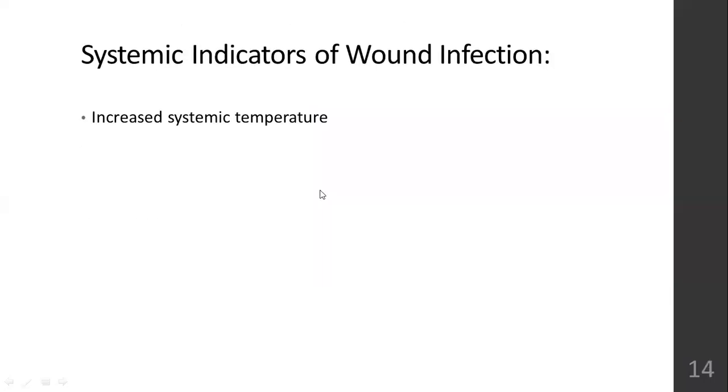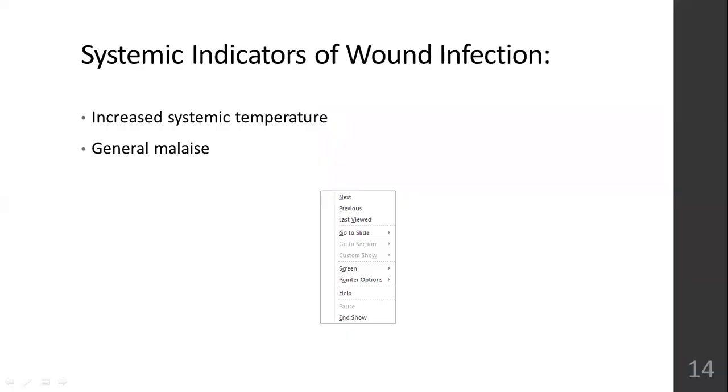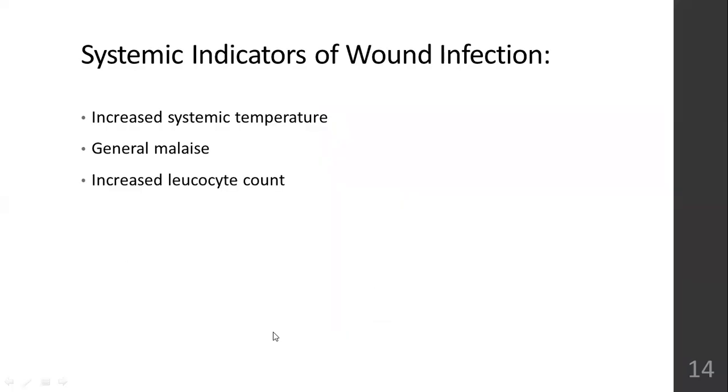So at a systemic level, at an overall level, what difference will you see in the patient? The patient's temperature will increase. There is a systemic increase in temperature. General malaise, that is, the patient will be very weak, tired. When you do the blood test, whenever you have an infection, naturally your WBC count will go high. Whenever the leukocyte count is high, it means your body is tackling an infection. Lymphangitis: wherever the wound is, maybe in the stomach, in the neck area, the lymph nodes near that wound are inflamed, swollen.